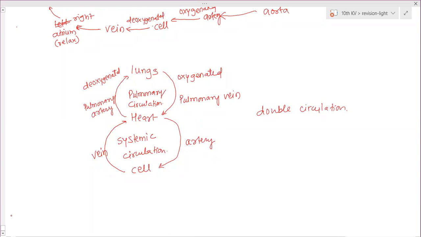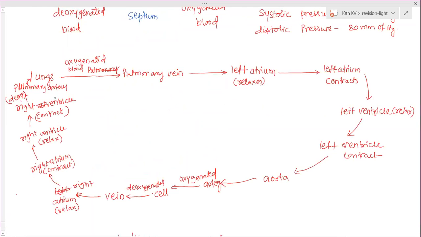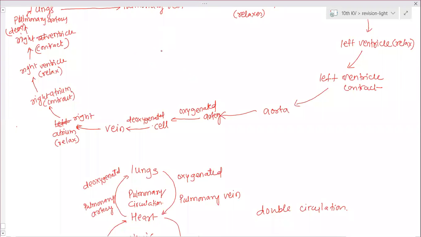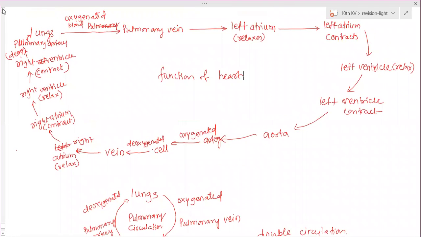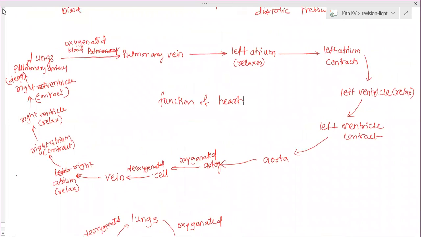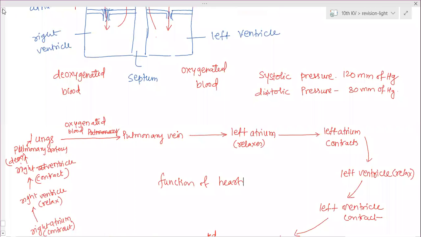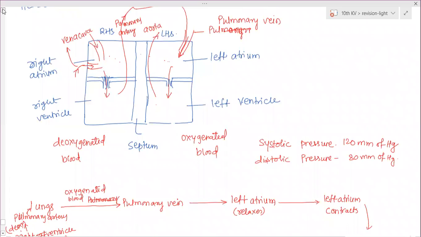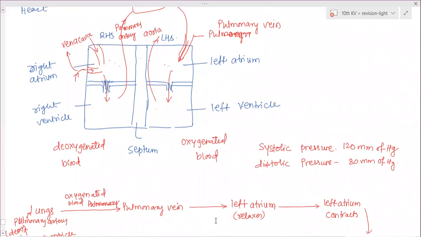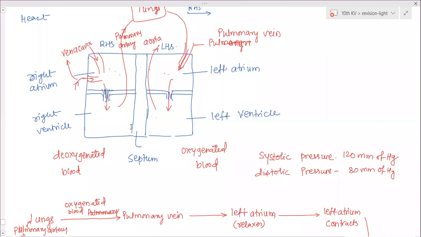And this flowchart actually explains the function of the heart. Is that clear to you? Yes, ma'am. Remember this. Always remember by this flowchart or this diagram. With this diagram, if you remember, you can easily do that.